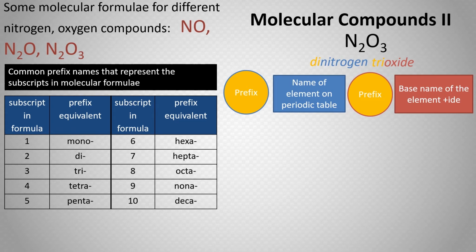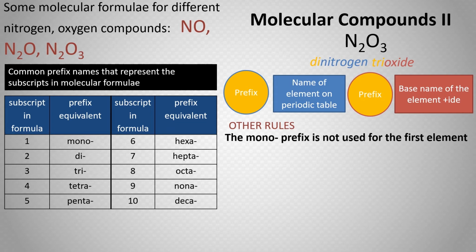In this naming convention, we also have a couple more naming rules that are applied in special circumstances. The mono prefix is omitted if it applies to the first element. So for the compound NO, we would say nitrogen, not mononitrogen.